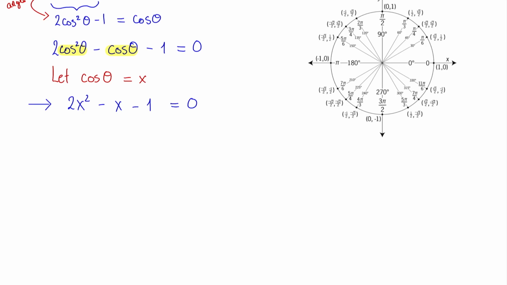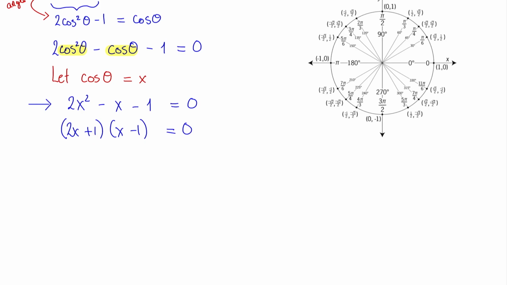You don't have to do this if you don't want to. To me, it's just easier to look at. And you can always replace it back. 2x squared minus x minus 1 equals 0. You have a quadratic equation here. So you can either factor it or use the quadratic formula. In this case, this is factorable, so I am going to factor this. 2x squared minus x minus 1 factors to 2x plus 1 times x minus 1.